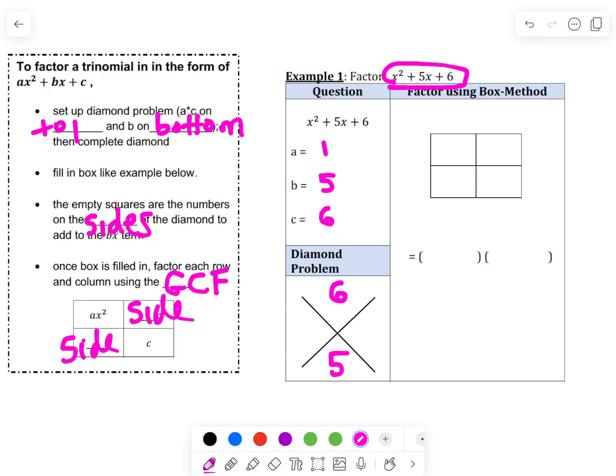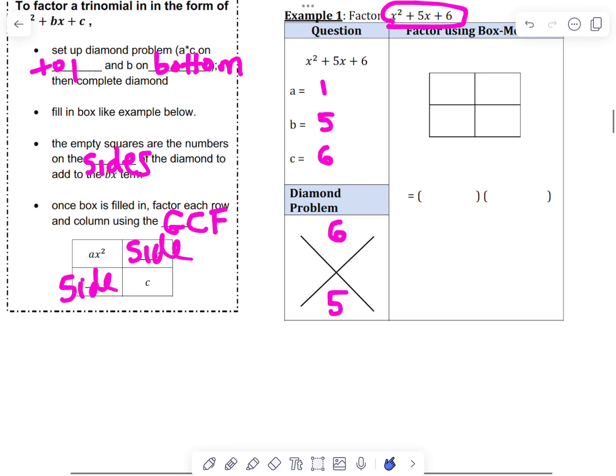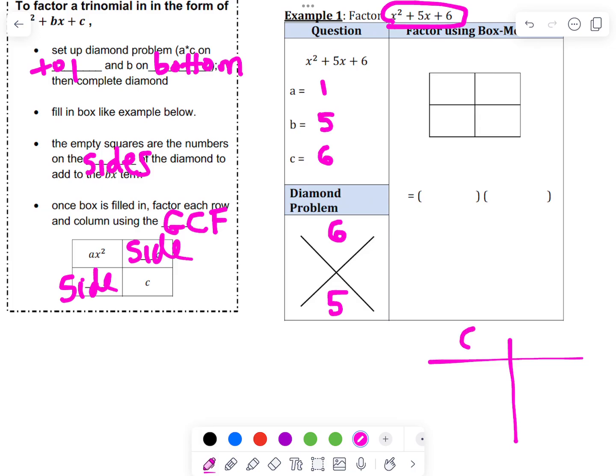So then we think, what are factors of positive 6 that add to 5? So if you can do this in your head, that's great. If not, write it down. So the factors of 6 that add to 5. So positive 2 times positive 3 is positive 6. When I add those two numbers together, I get 5. So these two numbers are going to be the sides of my diamond.